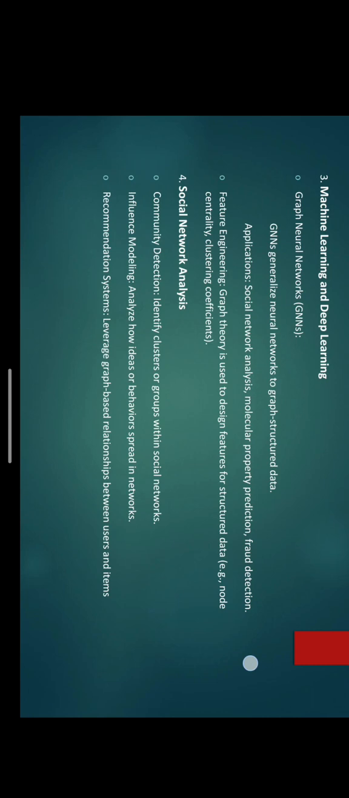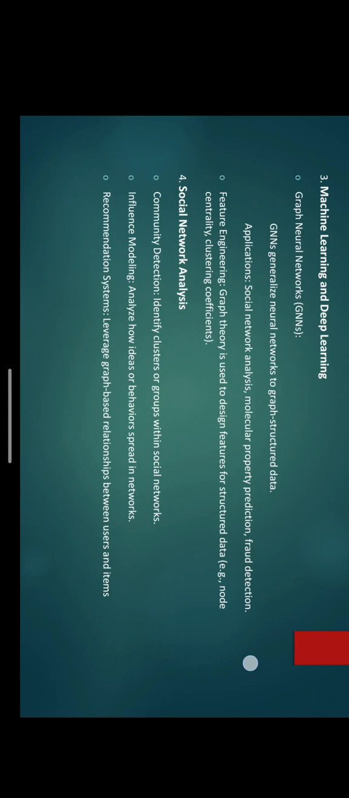Machine learning and deep learning. Graph neural networks. GNNs generalize neural networks to graph-structured data. Applications: social network analysis, molecular property prediction, fraud detection. Next, feature engineering. Graph theory is used to design features for structured data.